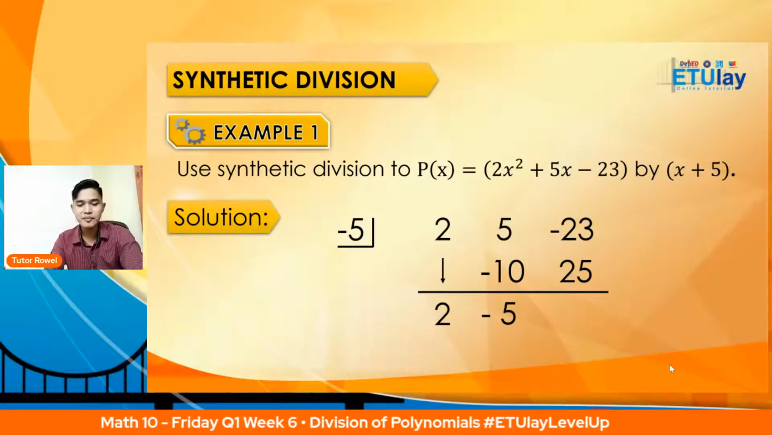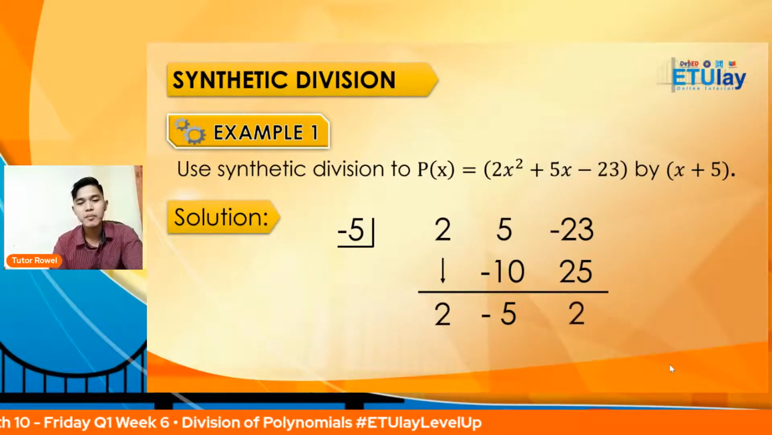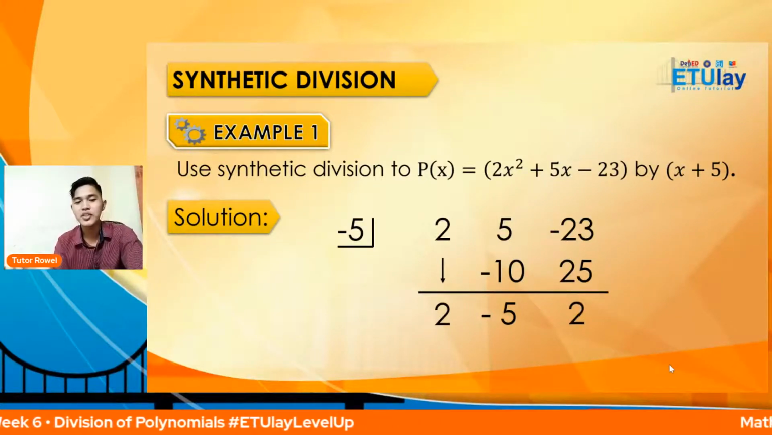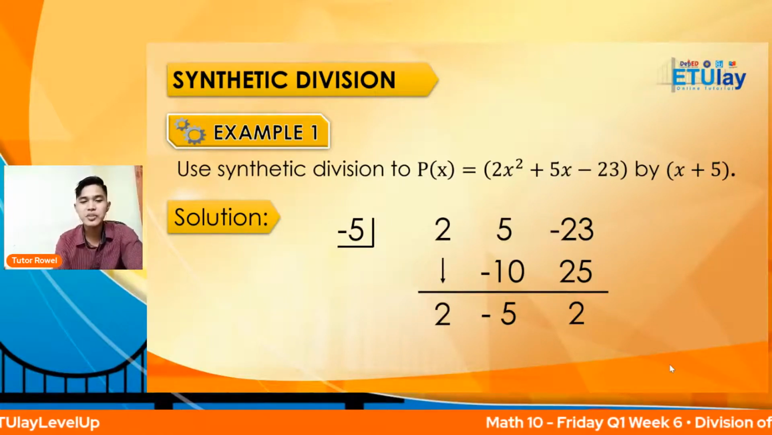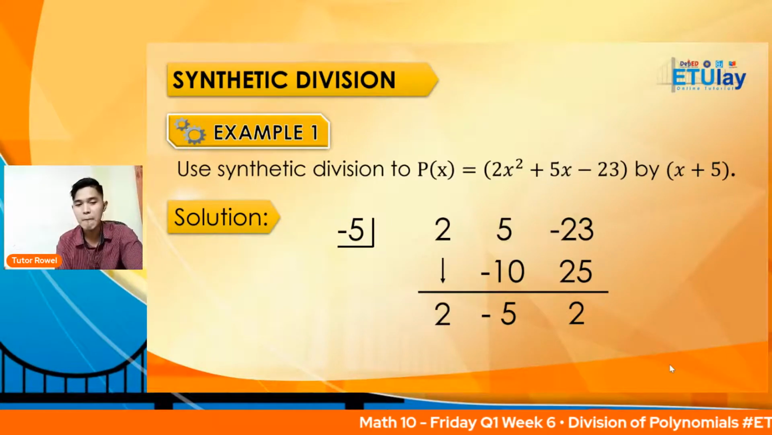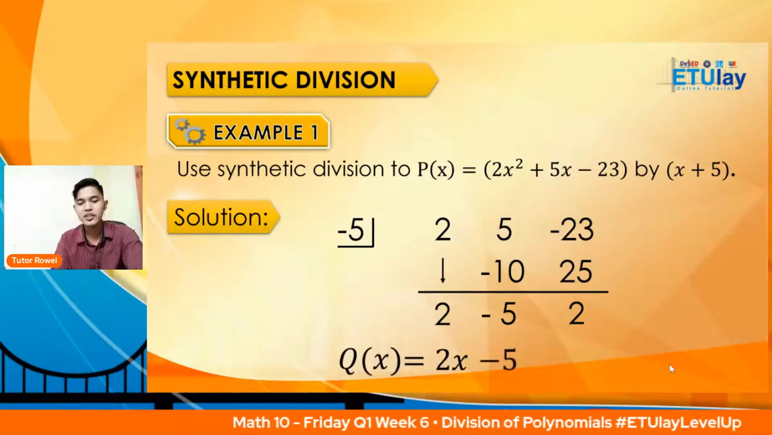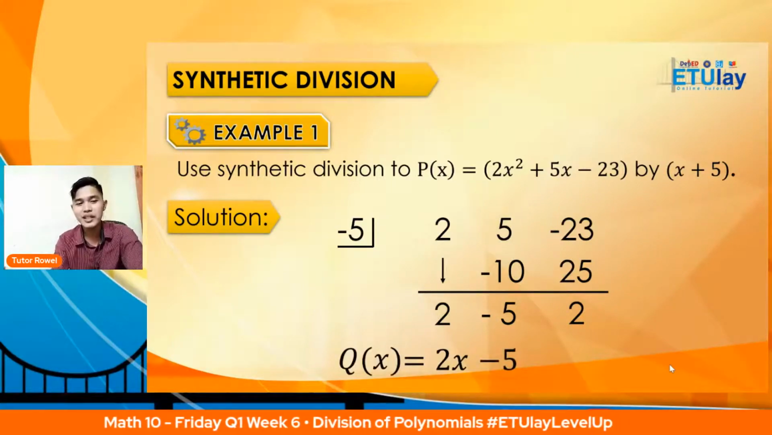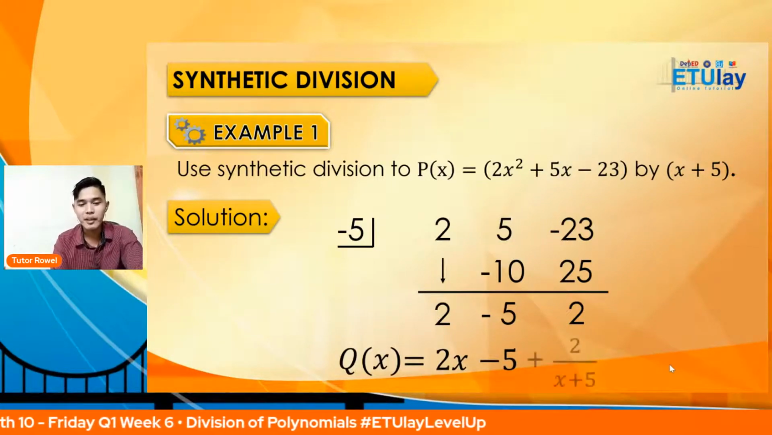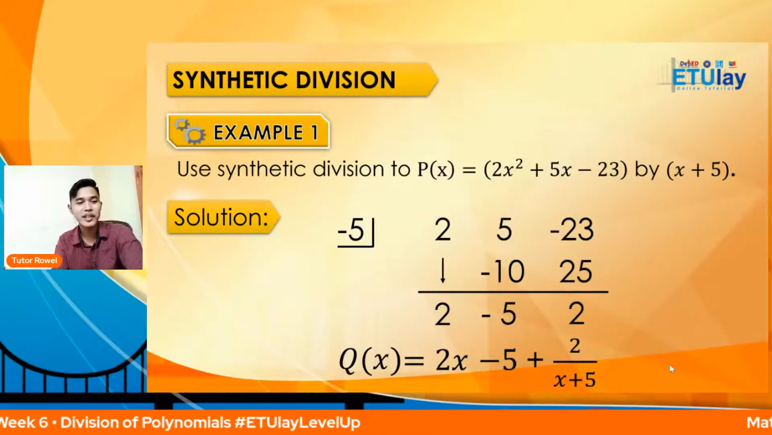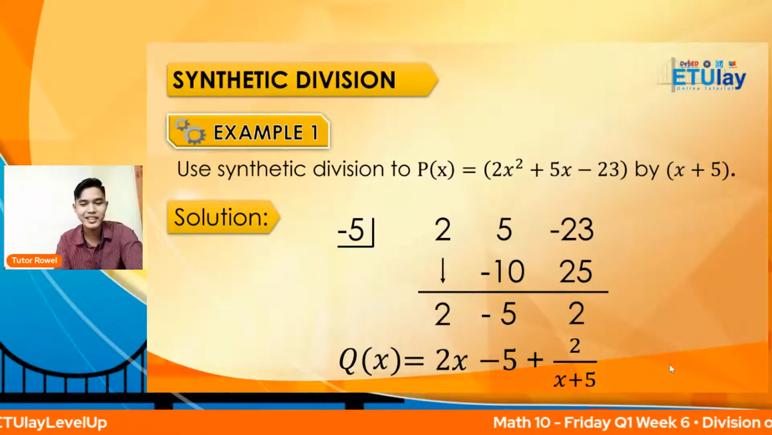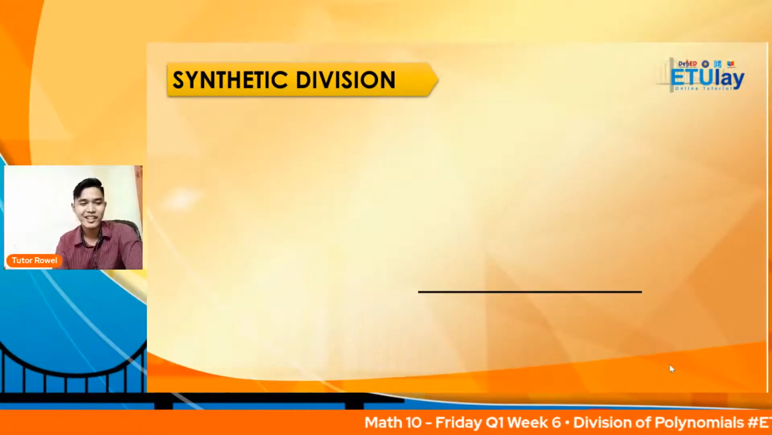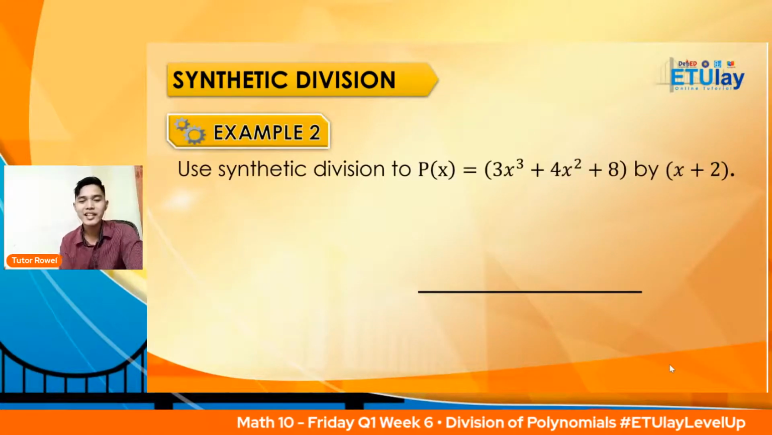So ulitin natin. We have the dividend na 2x squared plus 5x minus 23. Ang magiging quotient niya from second degree to first degree, kaya magiging 2x minus 5 na siya. Yung 2, that is the remainder. So magiging plus 2 over x plus 5. Very good. Rainiel, Precious, and Aljun, and Mary Jane. Wow, ang gagaling. Now, let's try another example.